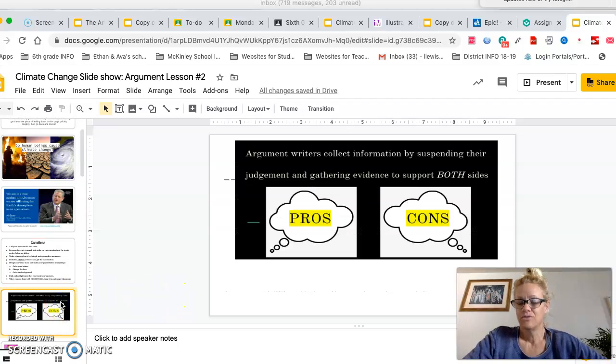Okay, so this one is to help you remember. Argument writers collect information by suspending your judgment, putting it aside, and you need to get evidence from both sides so that you can argue intelligently. Okay, because if someone comes to you and says, oh, that's not true, I happen to know that climate change is good for the environment, you can say, really, where did you get your information?